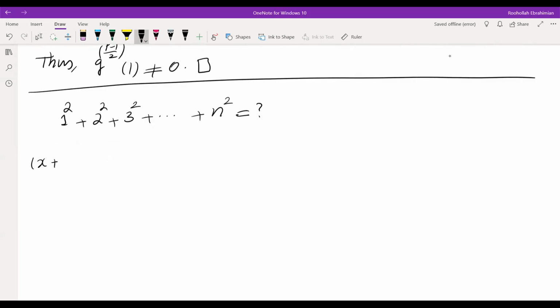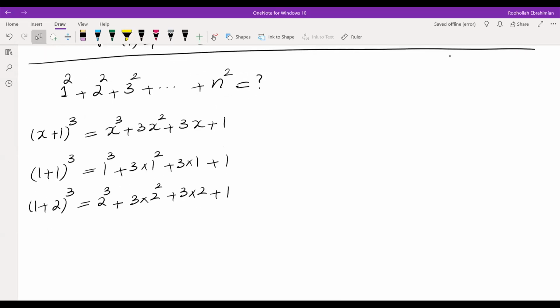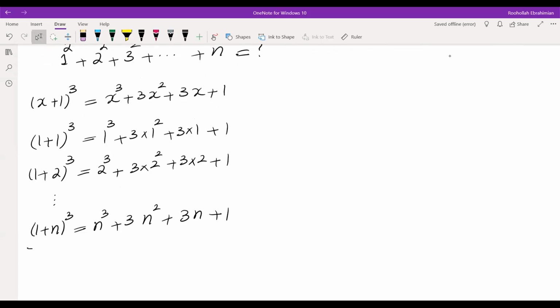Just start with (x plus 1) cubed, which is x cubed plus 3x squared plus 3x plus 1, and plug in different values. So (1 plus 1) cubed is 1 cubed plus 3 times 1 squared plus 3 times 1 plus 1. (1 plus 2) cubed is 2 cubed plus 3 times 2 squared plus 3 times 2 plus 1, and so on. And then (1 plus n) cubed would be n cubed plus 3n squared plus 3n plus 1. When you sum these up, these terms are going to cancel from the two sides of the equality.